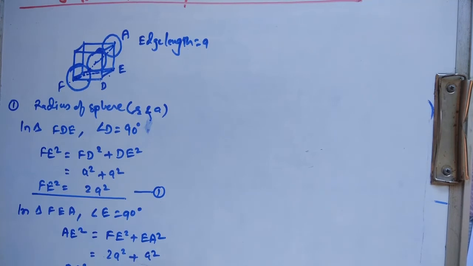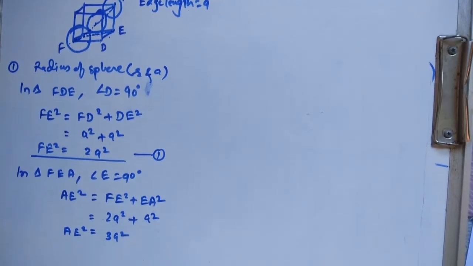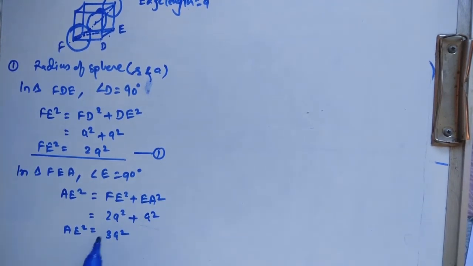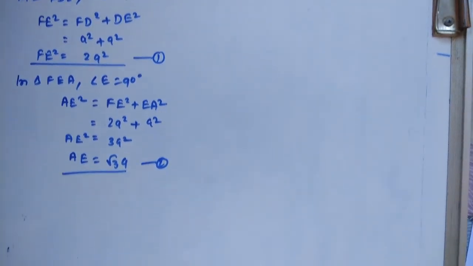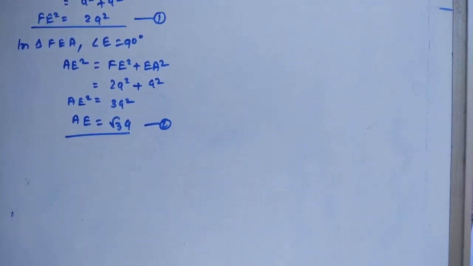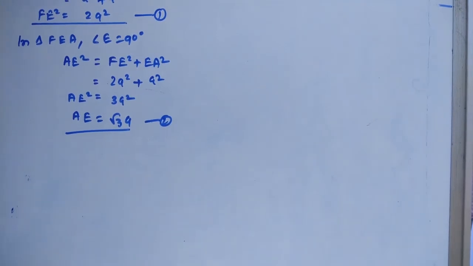Now taking square root on both sides. See here, 2A square plus A square is thrice of A square. Taking square root on both sides, AF is equal to root 3 A. Okay, now let us see FAE. See here, I will show you the diagram.